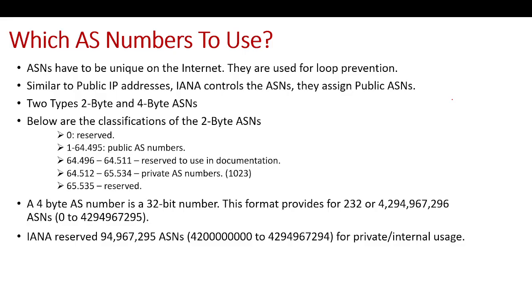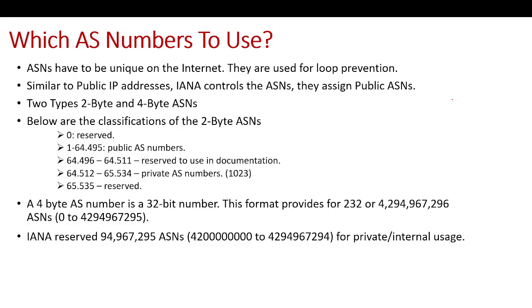So we have the public autonomous system numbers, and these are always assigned by IANA. Whenever you require a public autonomous system number, you have to request it from IANA. It's the body that is in charge of assigning these public autonomous system numbers. So we have two types: the 2-byte and the 4-byte.